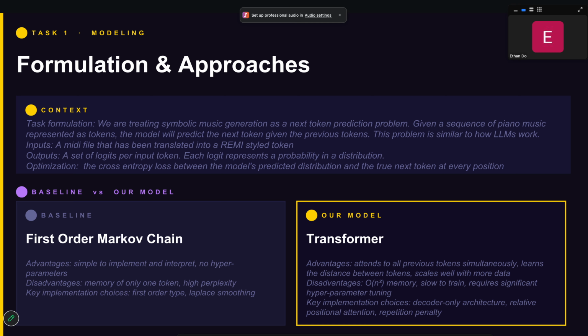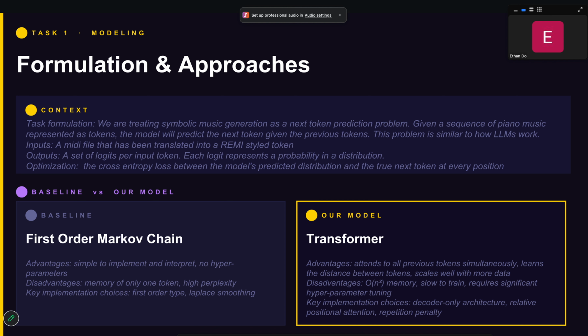Our baseline is a first order Markov chain. Some advantages are that it's simple to implement and interpret, and there are no hyperparameters. The disadvantage is that it only has a memory of 1 token. Therefore, it can't learn the structure or the melody of music, and this leads to high perplexity.